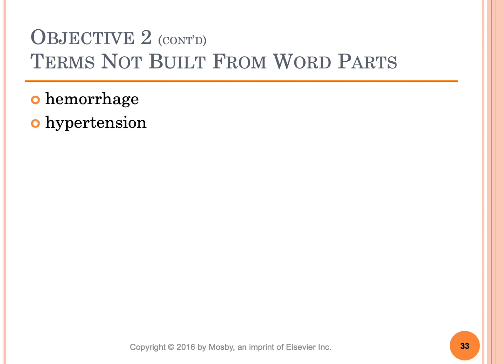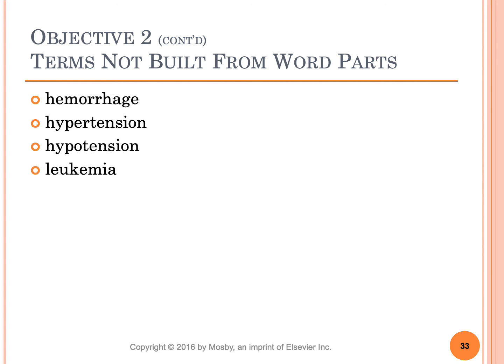What about hypertension? Hypertension is a blood pressure that is above normal. And then we have hypotension, which is a blood pressure that is below normal. So hypertension above normal, hypotension below normal.